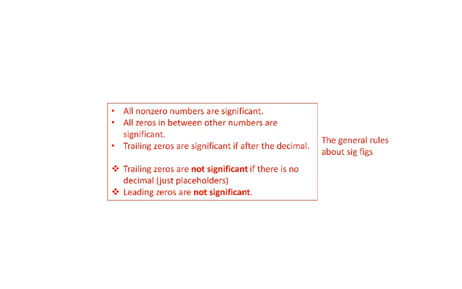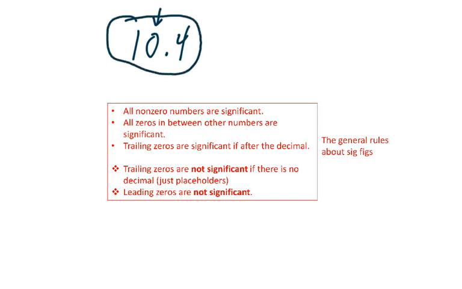If you go back to the example of 10.4 at the beginning, the 1 and the 4 absolutely are significant, which means you wouldn't say them if you didn't know them. All zeros in between other numbers are significant, like the 0 here. These numbers are all sig figs.